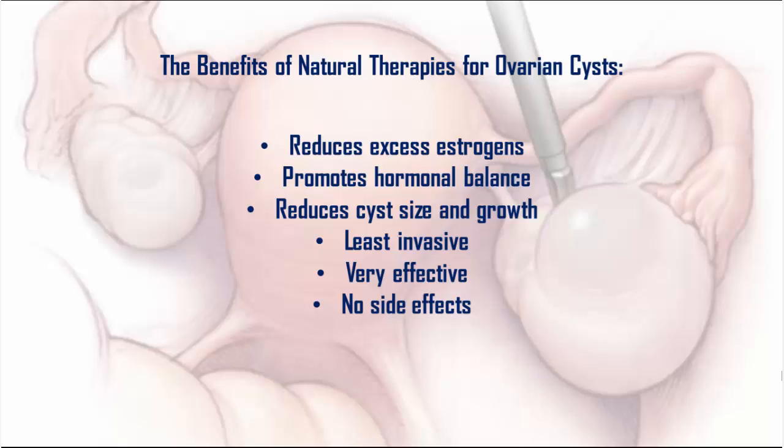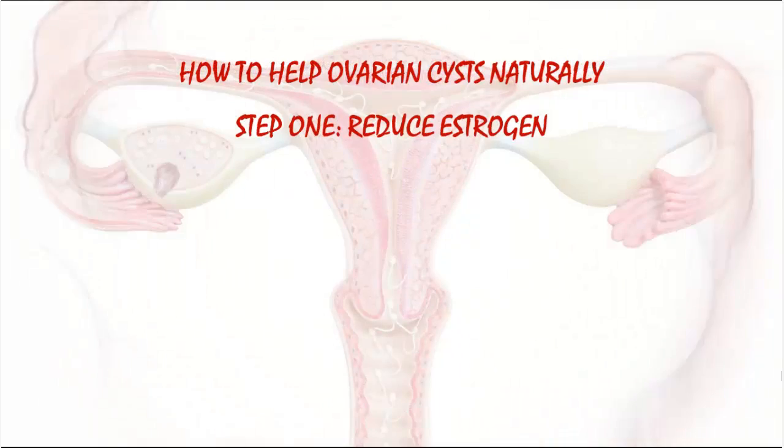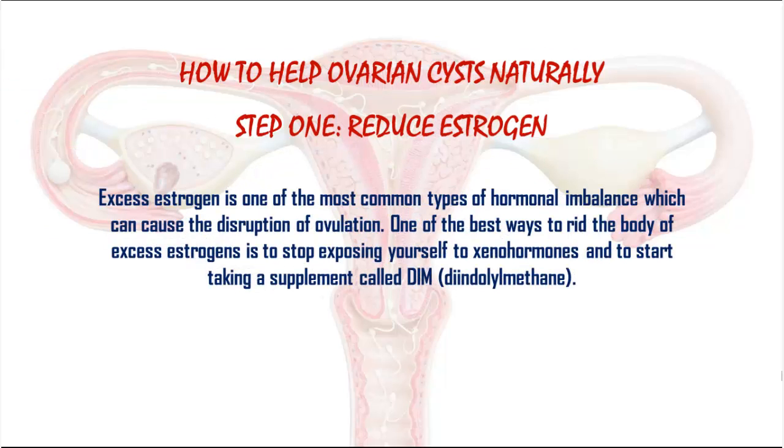The benefits of natural therapies for ovarian cysts. Reduces excess estrogens. Promotes hormonal balance. Reduces cyst size and growth. Least invasive. Very effective. No side effects. How to help ovarian cysts naturally.